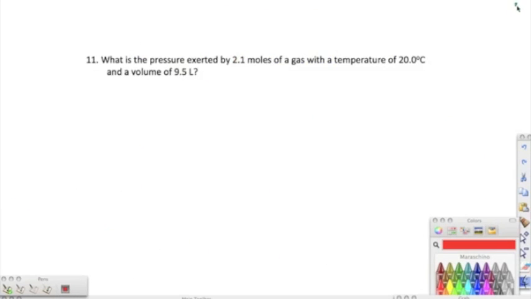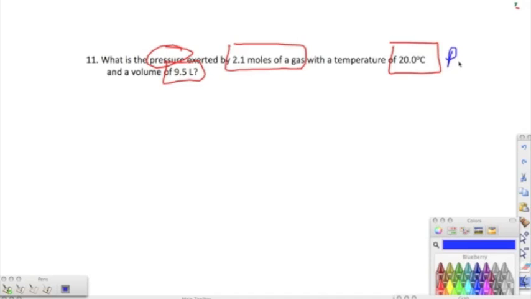Alright guys, moving on to number 11. It says, what is the pressure exerted by 2 moles of a gas with a temperature of 20 degrees Celsius at a volume of 9.5 liters. So it's searching for pressure. We're going to be using the equation PV equals nRT. Okay, labeling everything out, we see that this is going to be our n for moles. This is going to be our temperature. Remember that it has to be in Kelvin, so we go ahead and add 273 to it, and we'll get 293. And then it has to be in liters.